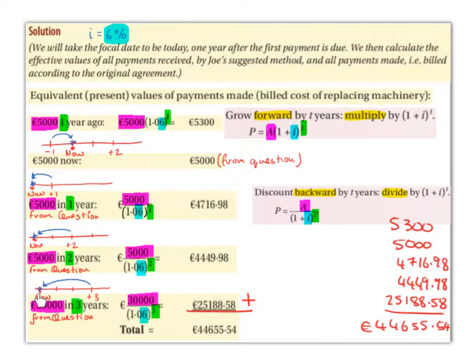And in 3 years' time, we have to replace machinery worth €30,000. If this is now, and this is 3 years' time, we're working backwards by 3 years to the present date. Again we use this formula, but this time it's €30,000, still divided by 1.06 because the interest rate has not changed, to the power of 3 years' time. That gives us €25,188.58. Adding these all together, we get €44,655.54. This is the total cost to replace the machinery: the €5,000 from 1 year ago, the €5,000 now, the €5,000 for the next couple of years, and then the €30,000 in 3 years.